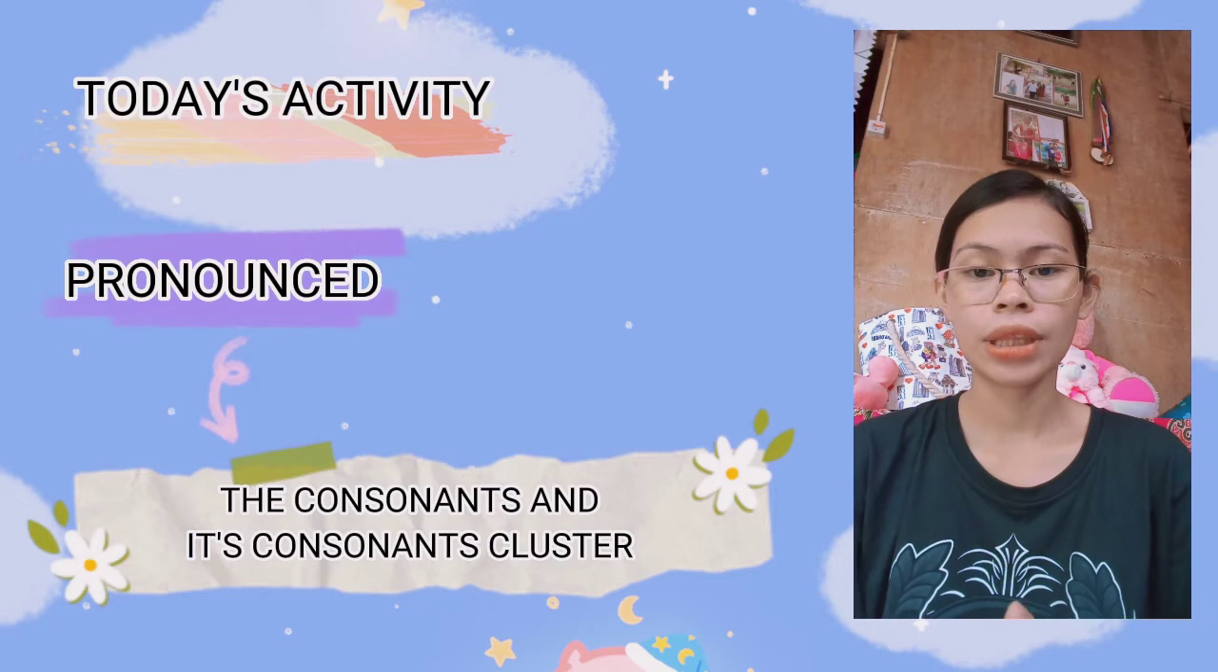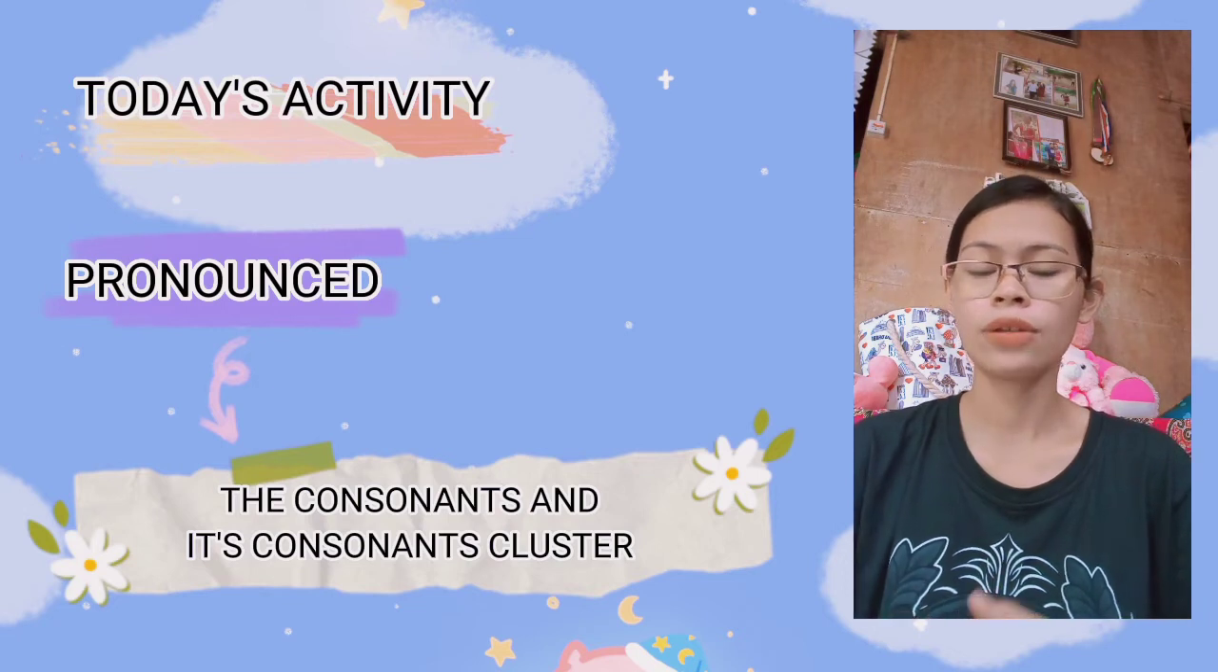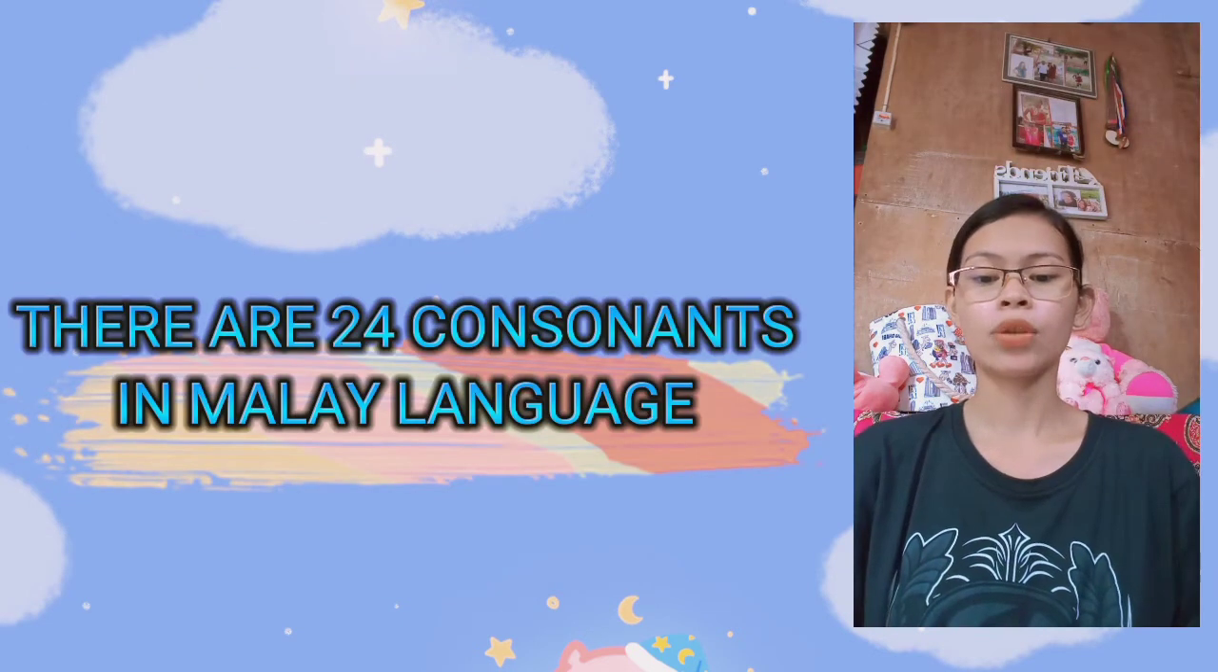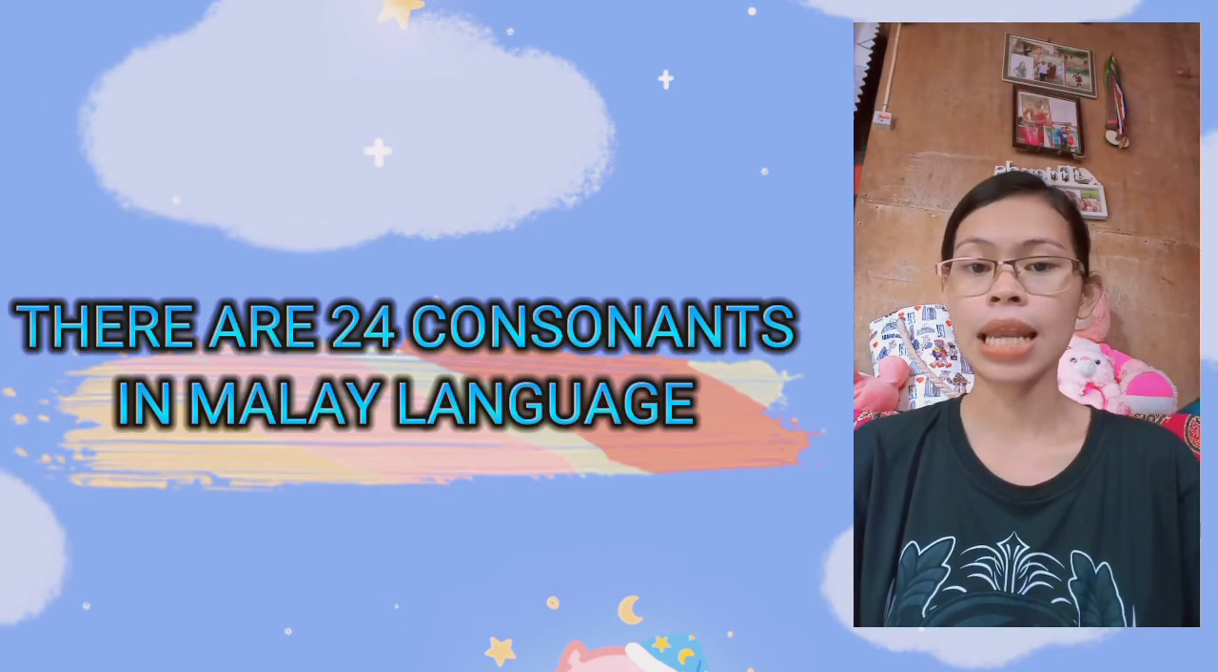And today's activity, I am going to pronounce the consonants and their clusters, with examples. There are 24 consonants in the Malay alphabet: 19 consonants and 5 consonant clusters.